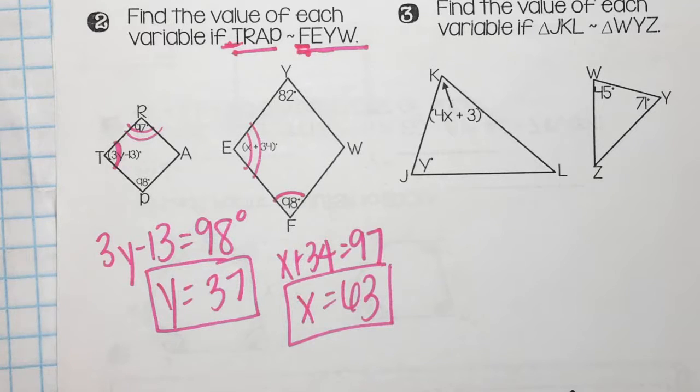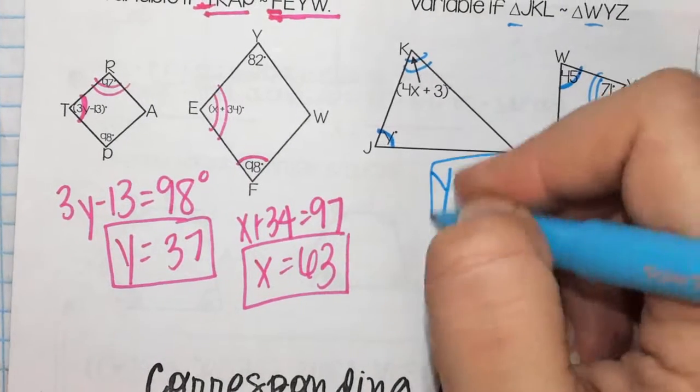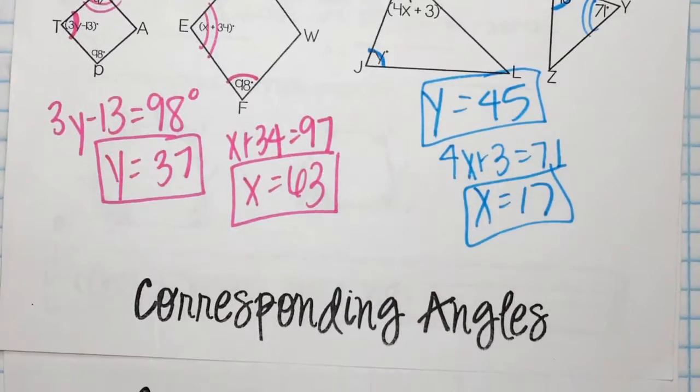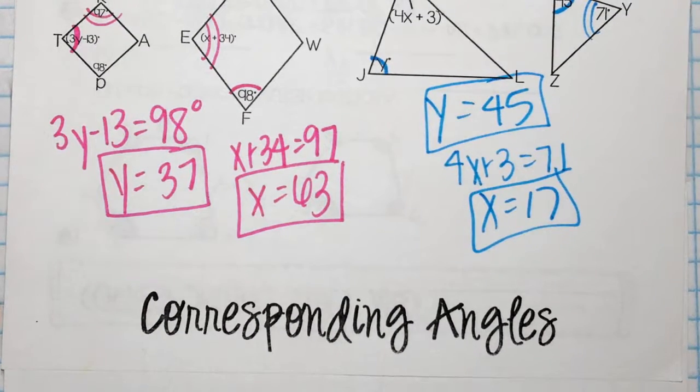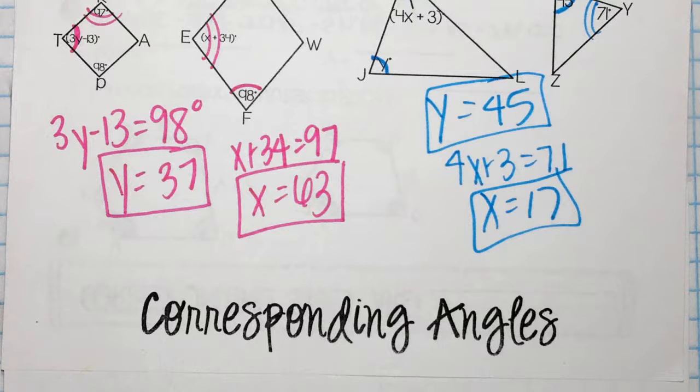Do you have both of them done? Y equals 45 and X equals 17. Yay! How many of us got it right? Good job. Take a point.